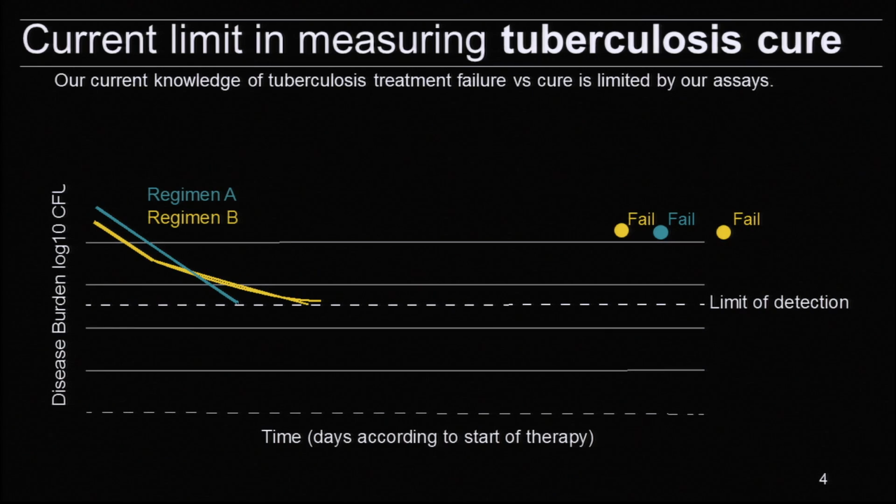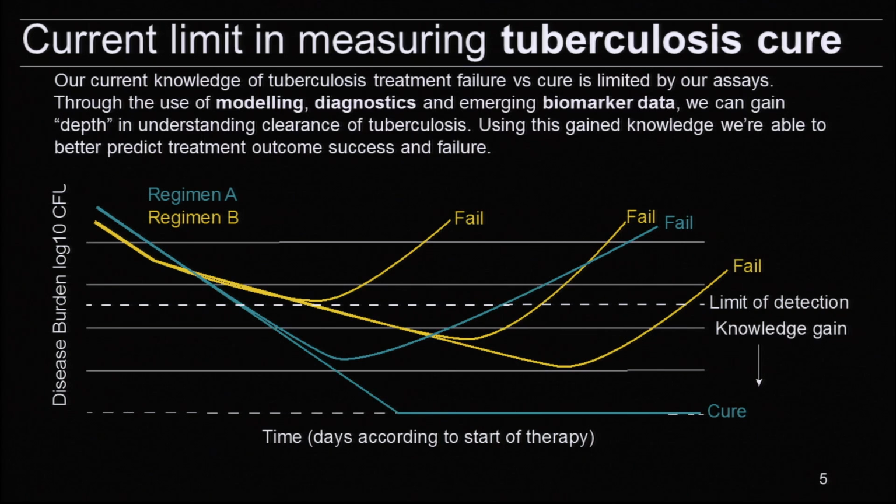So one of the issues why this is so important is that if we look at our current limitations in measuring treatment failure versus cure, we are limited by our assays. So we can compare 2 regimens, but we see that after some time we'll have some regimens failing, and we don't know the reason for this. So using modeling techniques or emerging biomarker data, we can fill in this gap of knowledge and gain depth in our understanding of how our disease is actually progressing and how our treatment is working.